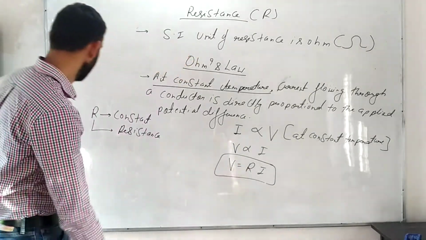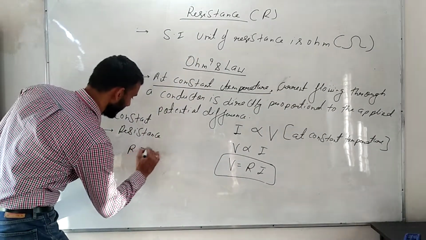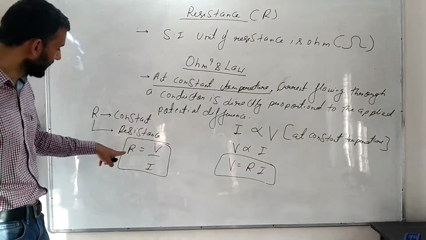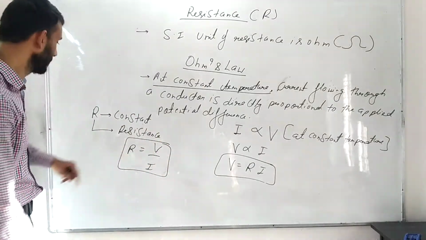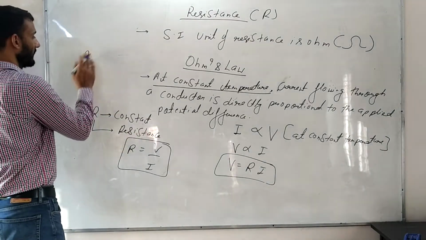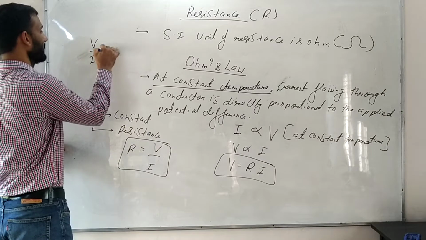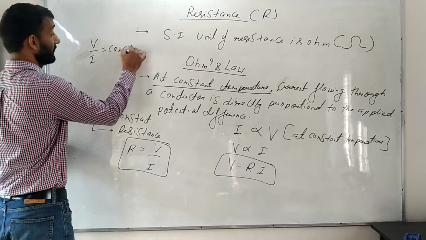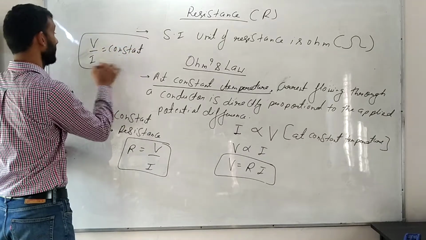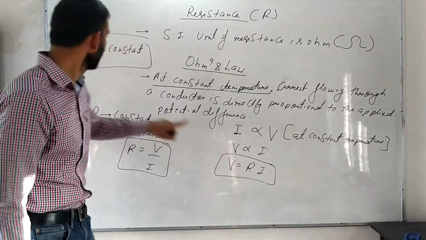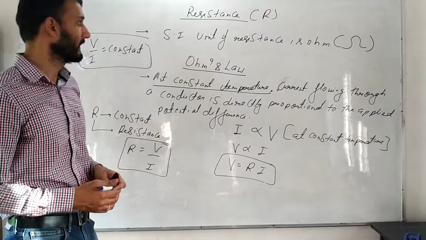How is this R related to V and I? R equals V upon I. We know that for a given conductor, R is constant. So V upon I equals a constant. It means that this ratio of V and I is always constant.